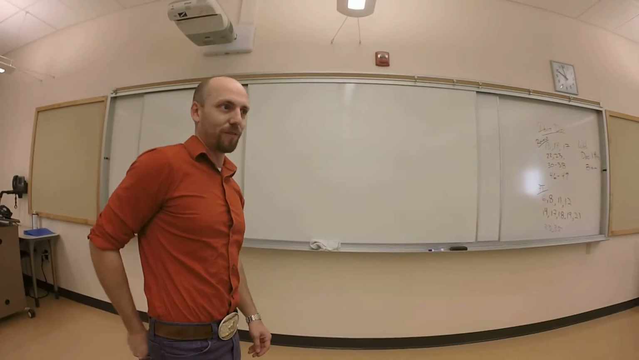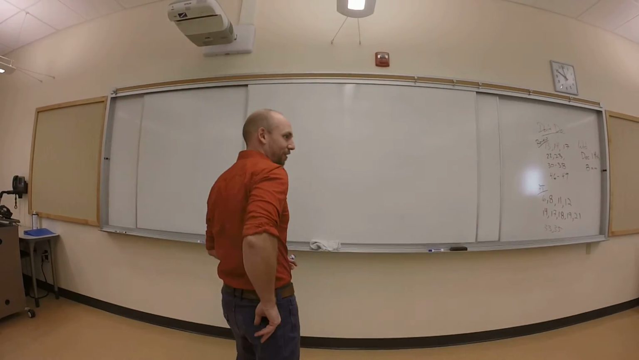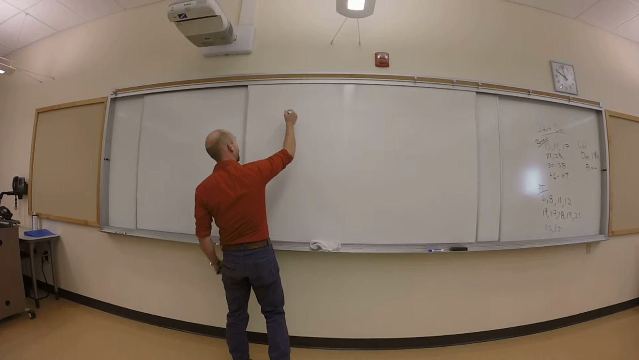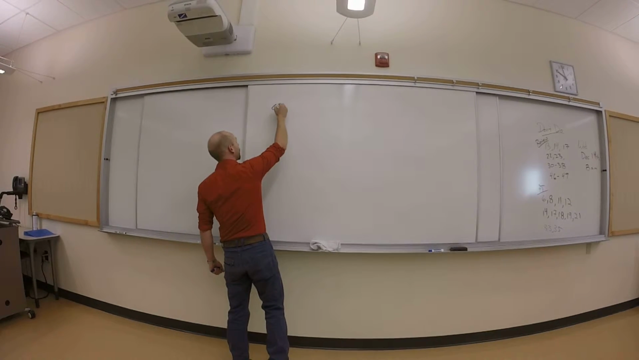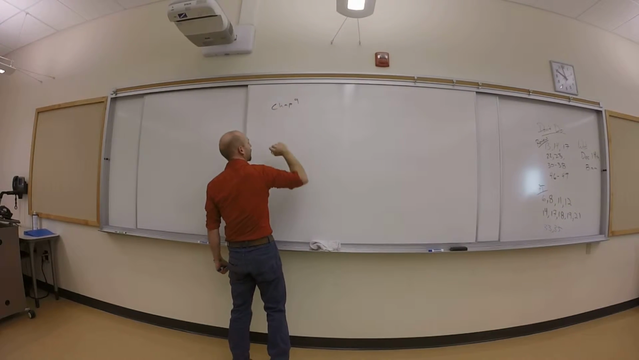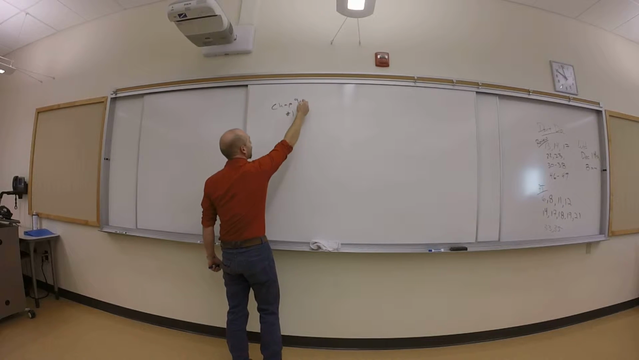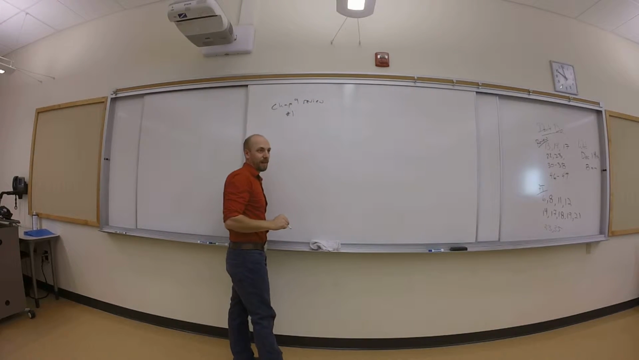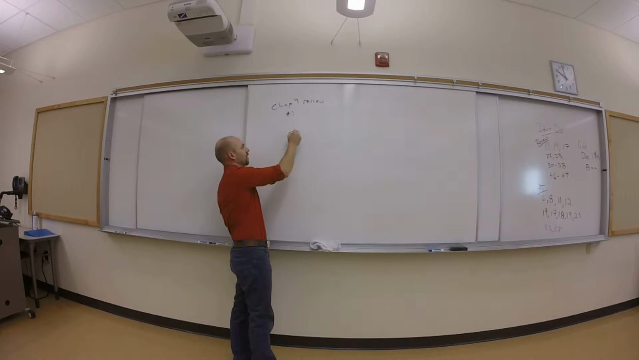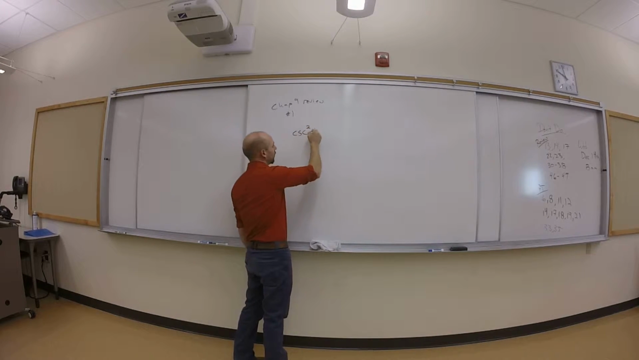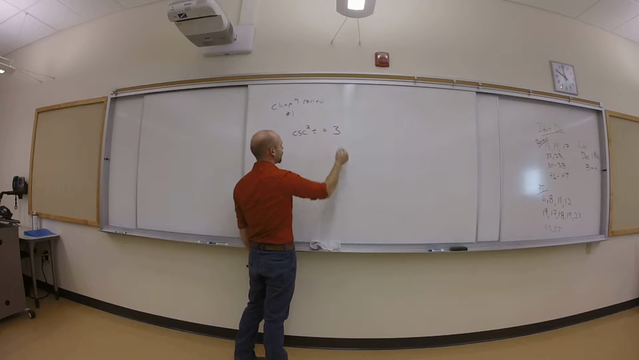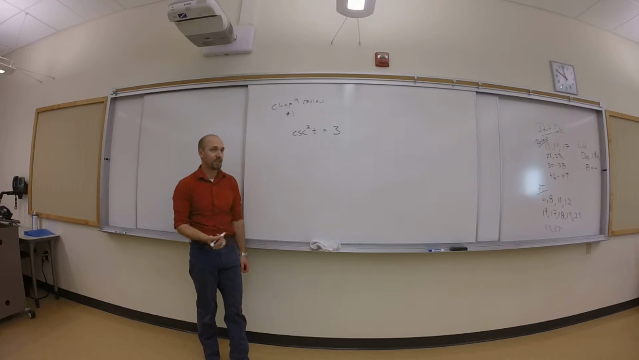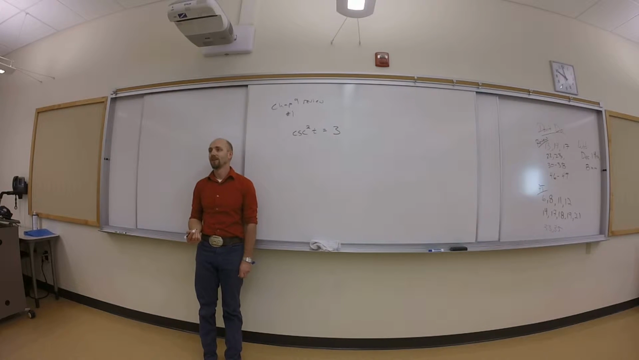All right, so let's go through number 1 on the Chapter 9 review. Which is what? What are they asking for? Cosecant squared t equals 3. Okay, so they want me to solve the equation cosecant squared of t is 3. So thoughts? What do you do first?